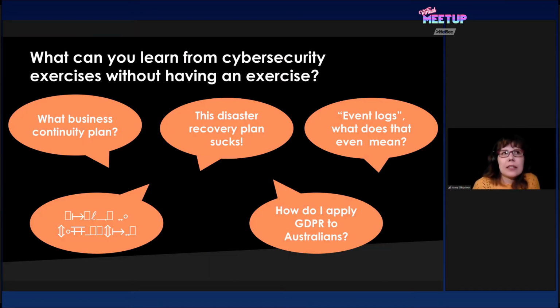Then I'm going to say a few words about what you can actually learn from a cybersecurity exercise. Well, first of all, business continuity plans or disaster recovery plans. You might know already that you don't have one. So you don't need an exercise to find that out. You can already think, okay, we don't have that, let's do it.